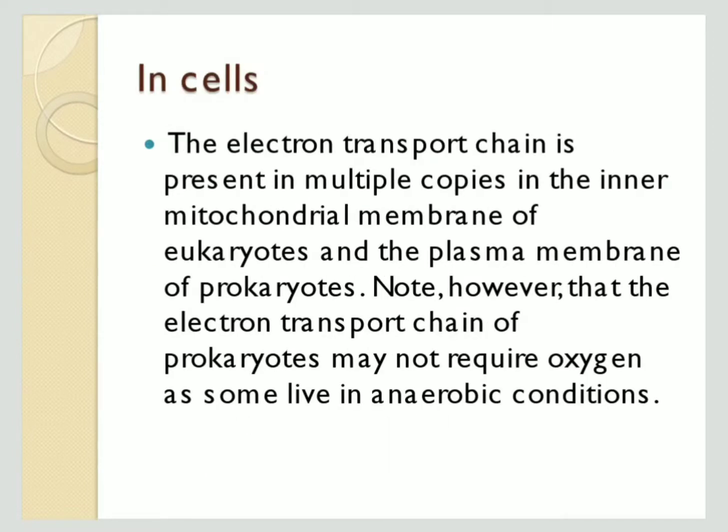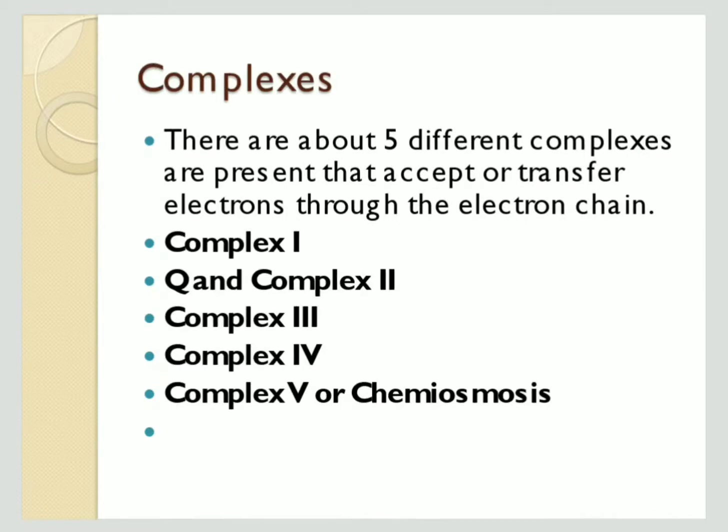So next, complexes. There are about 5 different complexes that accept or transfer electrons through a chain: Complex 1, 2, 3, 4 and 5. Along with these, 2 carriers are present. One is ubiquinone and another one is cytochrome C. Let us discuss them one by one.